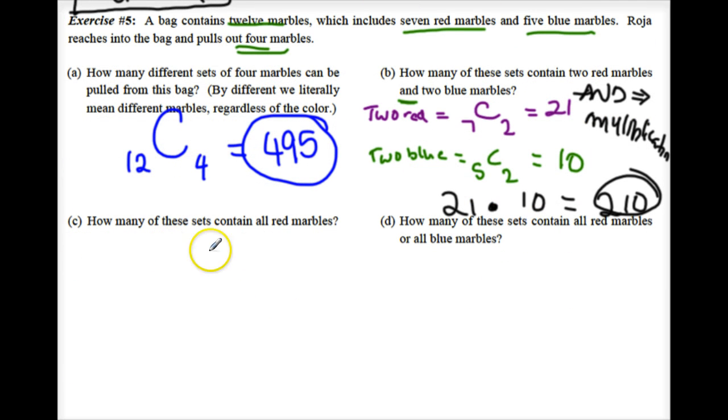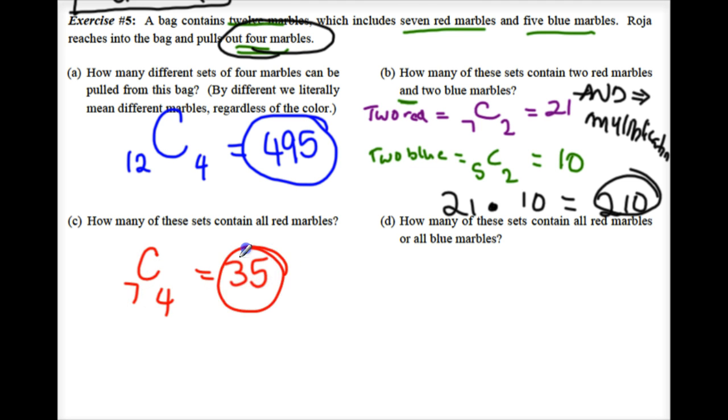How many sets contain all red marbles? Remember, they're sets of 4. Remember we said that we're doing a bag with a set of 4. So since it's a set of 4, you know how many reds. There's 7 red, and we want to pull 4 red. So 7 choose 4 is 35.